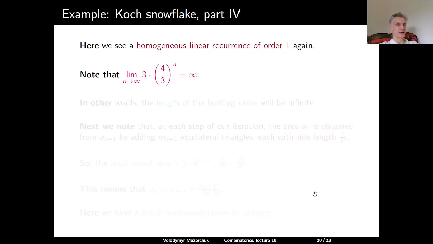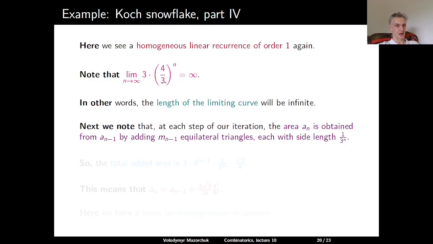Let us note that if we take the limit of this length, so the limit when n goes to infinity of 3 times (4 divided by 3) to the power n, this is equal to infinity because 4 divided by 3 is strictly greater than 1. So taking power n pushes all this to infinity. So the length of the limiting curve is infinite. Now let us try to determine the area. So at each step of our iteration, the area a_n is obtained from a_(n minus 1) by adding m_(n minus 1) equilateral triangles, each with side lengths 1 divided by 3 to the power n.